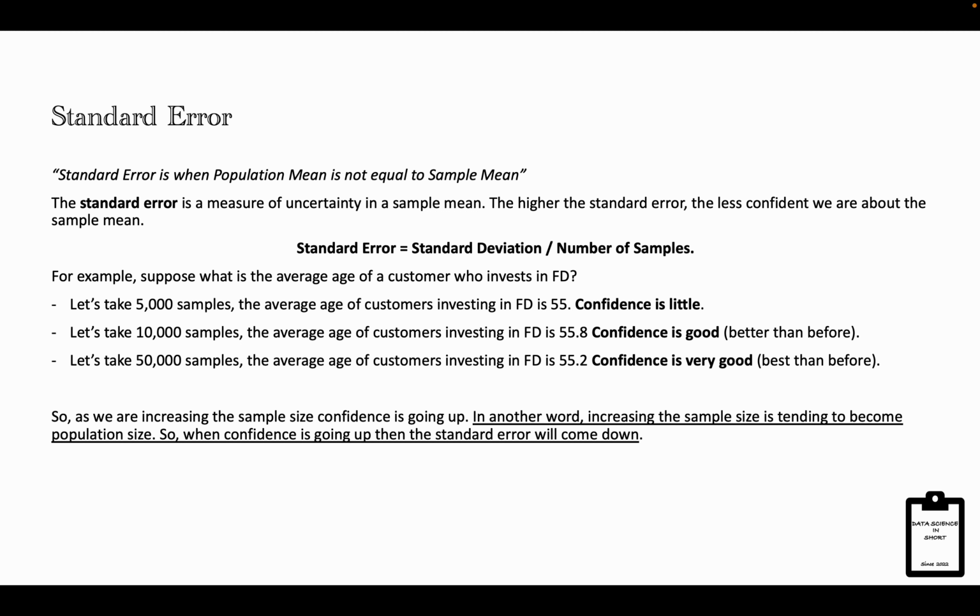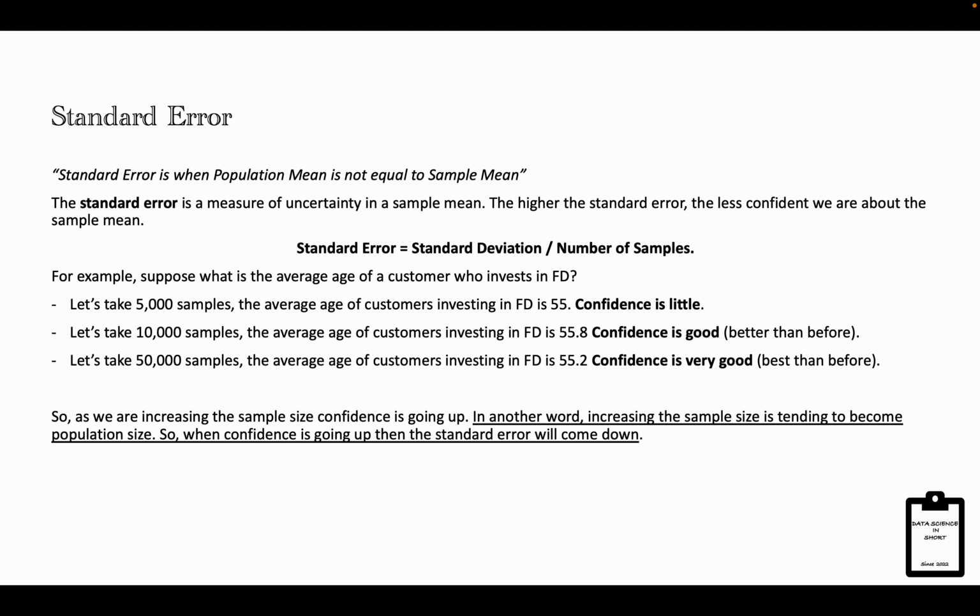So the next topic is standard error. So what is standard error? Standard error arises when the population mean is not equal to the sample mean. The standard error is a measure of uncertainty in a sample mean. The higher the standard error, the less confident we are about the sample mean. Standard error is equal to the standard deviation of that sample divided by the square root of the number of samples.